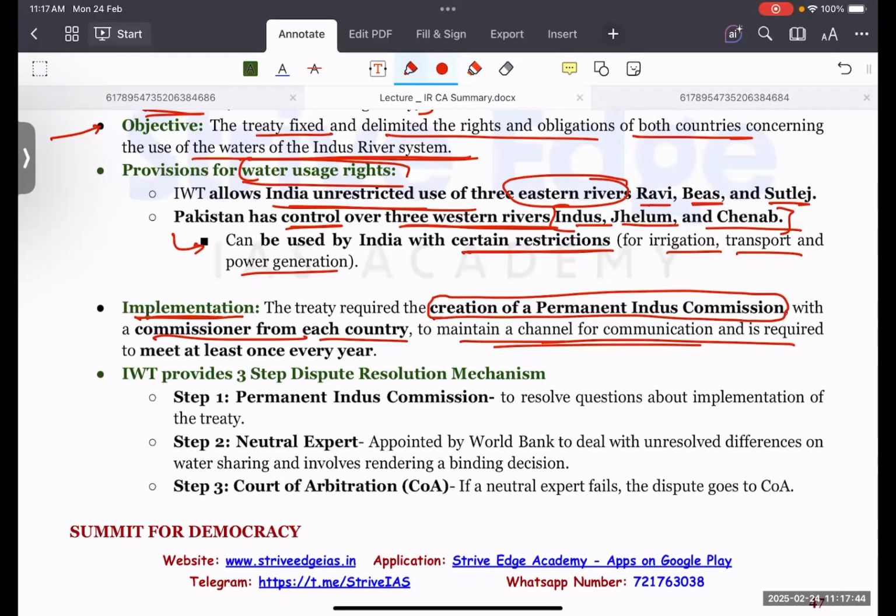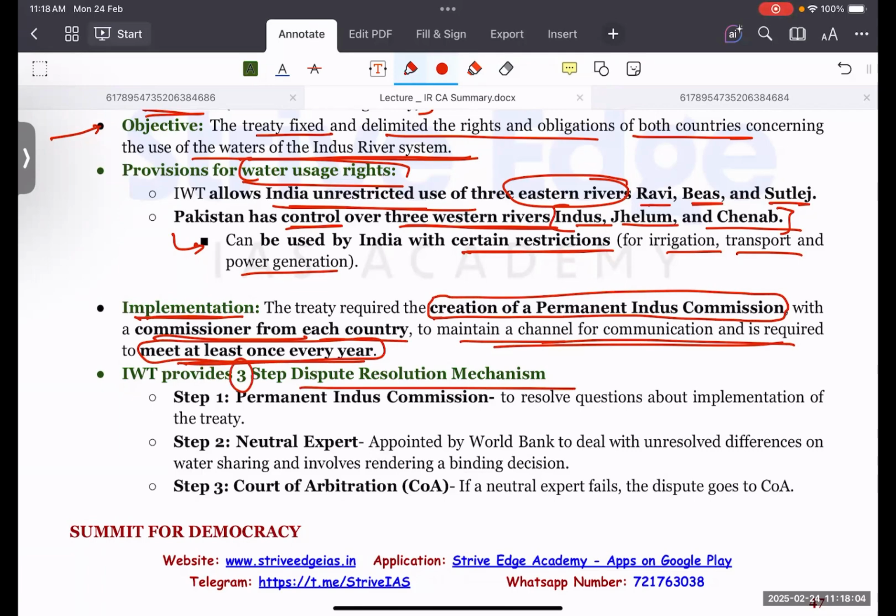They have to maintain this channel of communication, and they are required to meet at least once every year. It is mandatory. If you have any particular disputes and want to negotiate in that regard, you can meet more than that also. Now, what is the 3-step dispute resolution mechanism for this Indus Water Treaty?